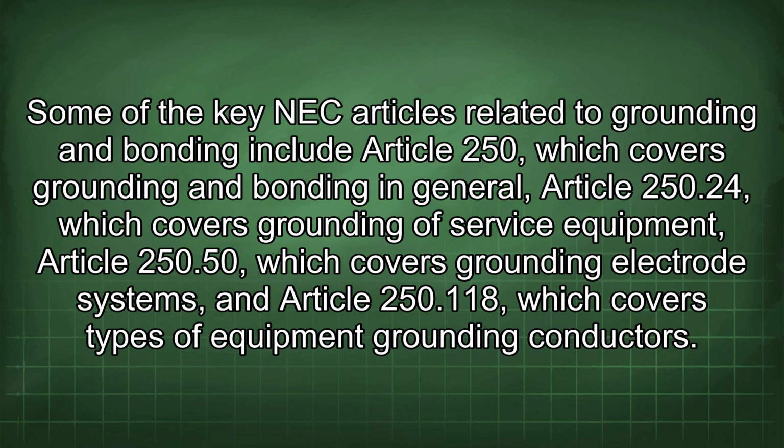Some of the key NEC articles related to grounding and bonding include Article 250, which covers grounding and bonding in general, Article 250.24, which covers grounding of service equipment, Article 250.50, which covers grounding electrode systems, and Article 250.118, which covers types of equipment grounding conductors.